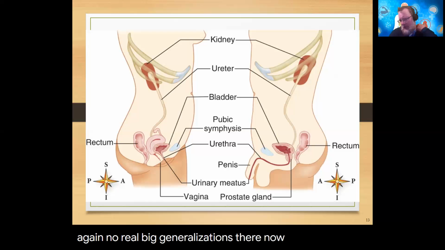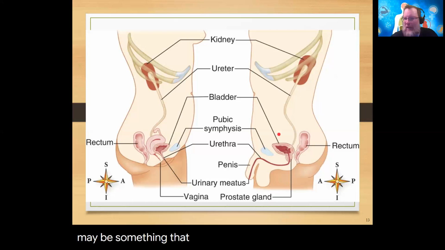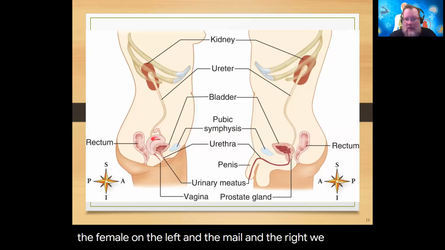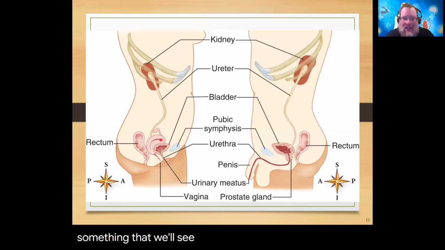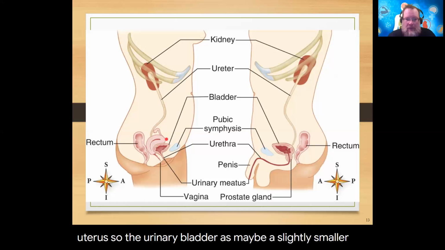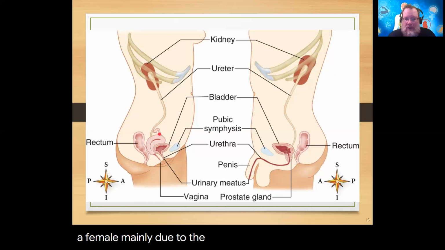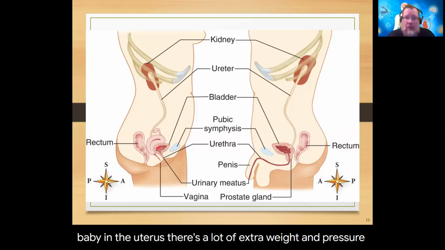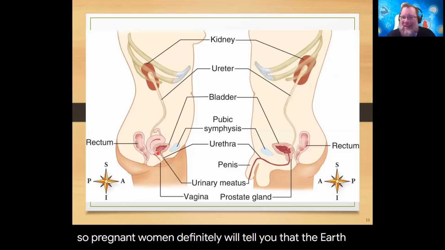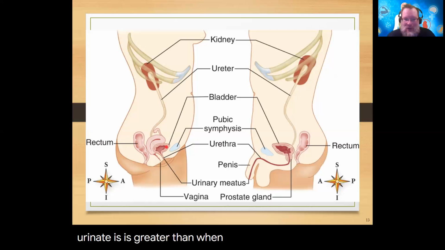Now, the position of the urinary bladder is a little bit different. That may be something you first notice, with the female on the left and the male on the right. We do see something that we'll see more of on Thursday, and that's the uterus. So the urinary bladder is maybe slightly smaller in a female, mainly due to the presence of the uterus. And if you put a baby in the uterus, there's a lot of extra weight and pressure. So pregnant women definitely will tell you that the urge to urinate is greater than when they're not pregnant. And you can see why. Baby is sitting on their bladder.